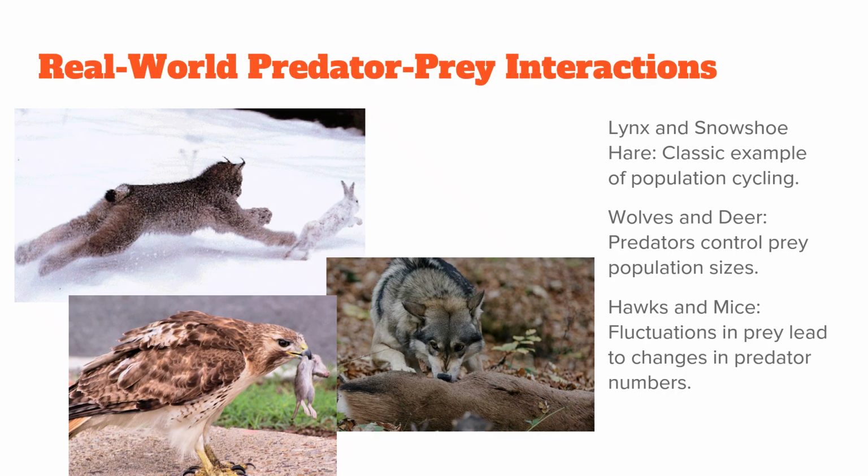Whether it's wolves and deer, hawks and mice, these predator-prey relationships show similar patterns as the lynx and the hare. Predators help prevent prey overpopulation and overgrazing. Removing predators can destabilize communities. Reintroductions can restore balance by reestablishing top-down control.